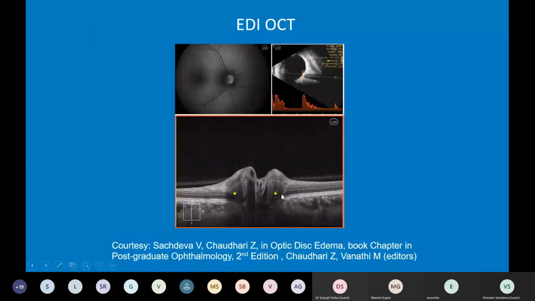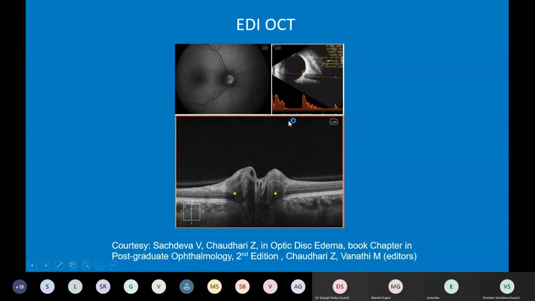You can also do an EDI OCT or enhanced depth imaging OCT, which is a special technique which helps us take the scan from the deeper layers of the optic nerve and the choroid, and you can see these round oval lesions which are present in the optic nerve substance at the same level as the hyperreflective spot seen on the B scan.